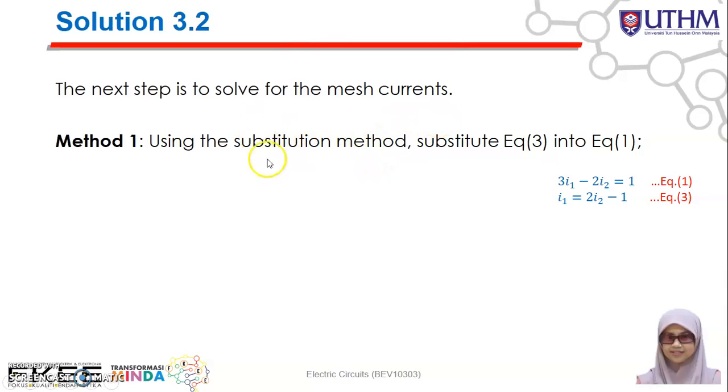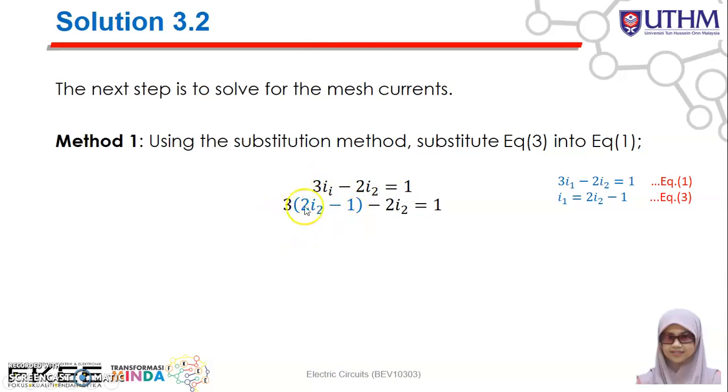Okay, so first we solve the mesh current by using the substitution method, or we can also call it the elimination technique. Okay, so for using the substitution method, you just substitute equation 3 into equation 1. So based on the previous slide, the first equation is given by 3I1 minus 2I2 is equal to 1. And then equation 3 is I1 equal to 2I2 minus 1. And then we just substitute the value of I1 into equation number 1. So we just substitute here.